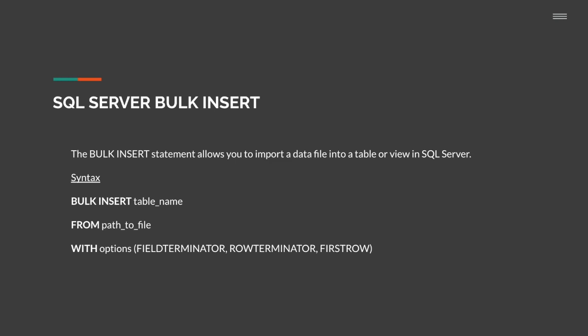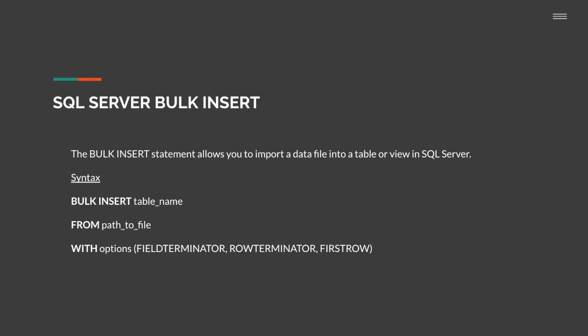Then you'll provide the from keyword and specify the path to the file that you want to use to import into the table, and this can either be a shared drive or it can be stored locally on the server. Then you'll use the with option. Now there are three options available in the bulk insert statement. You have the field terminator, the row terminator, and first row.